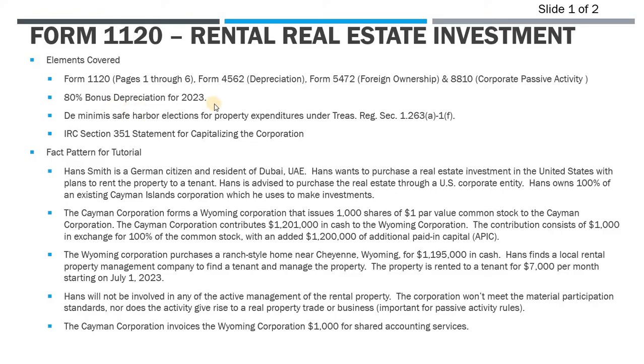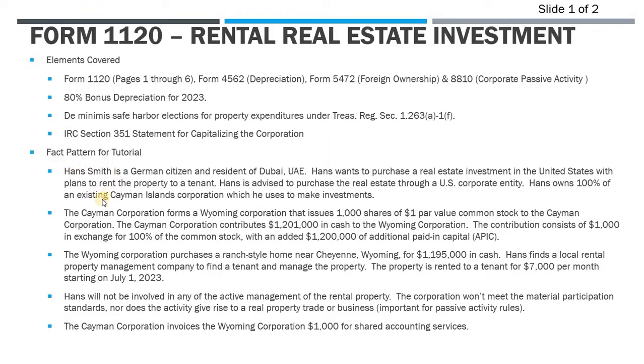We've also got some bonus depreciation for the year. So in 2023, bonus depreciation has dropped to 80% of that depreciable basis. In 2022 and a few years prior, it was a full 100%, but now bonus depreciation is starting to phase out or phase downward. We're going to make the de minimis safe harbor election for property expenditures, and then we're going to attach a Section 351 statement to show the capitalization of the corporation.